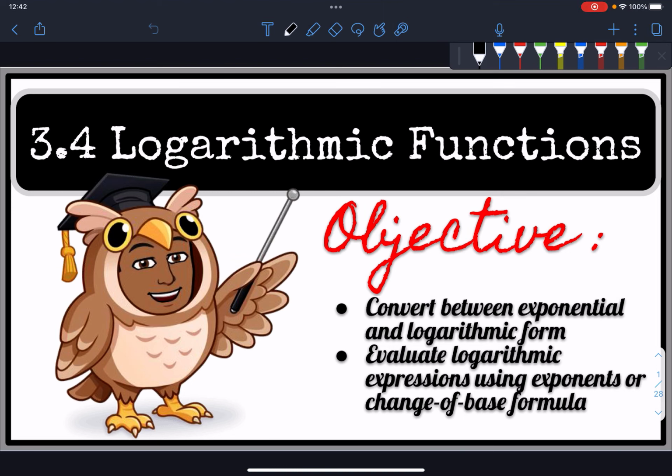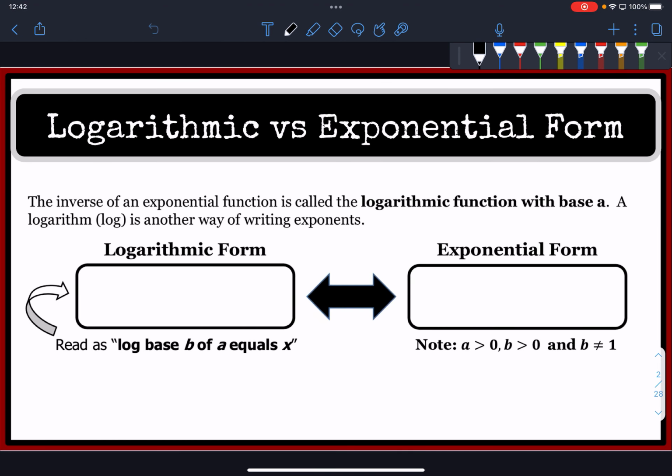Hello class. In this lesson, you will learn to convert between exponential and logarithmic form and also evaluate logarithmic expressions using exponents or the change of base formula. Let's begin by going over what a logarithm is compared to an exponential function.